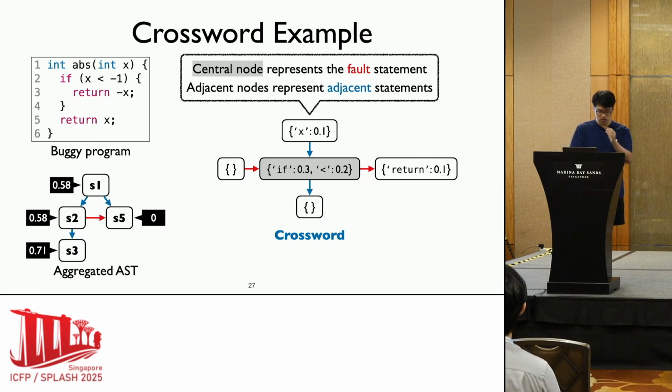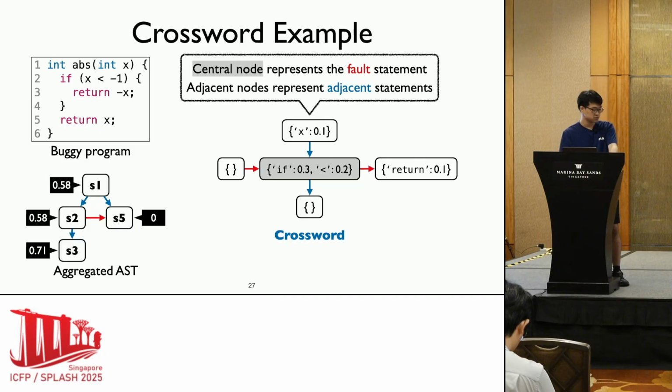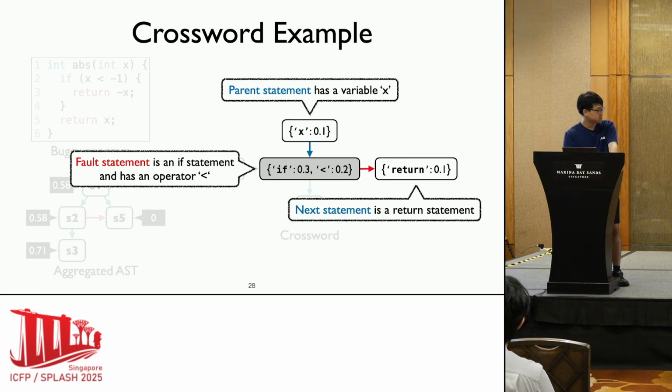A crossword consists of a central node which represents the port statement, and 4 adjacent nodes that represent the context of the port statement. For example, this crossword describes a port pattern where the parent statement contains the variable x. The port statement is an if statement that includes a greater than operator, and the next statement is a return statement.